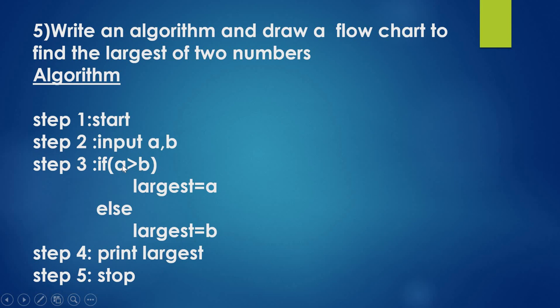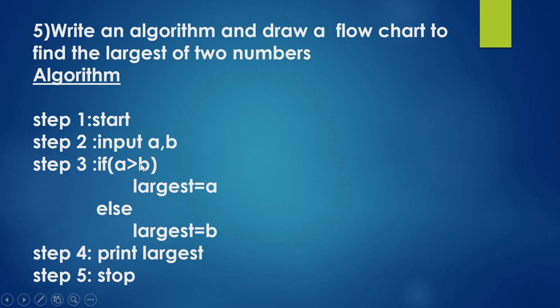We have given A is equal to 2 and B is equal to 10. If A greater than B means if 2 greater than 10, 2 is not greater than 10. So this condition is wrong, and this else part will execute. It will store largest is equal to 10. Then it will print the largest value, that is 10. This is the algorithm to find the largest of two numbers.